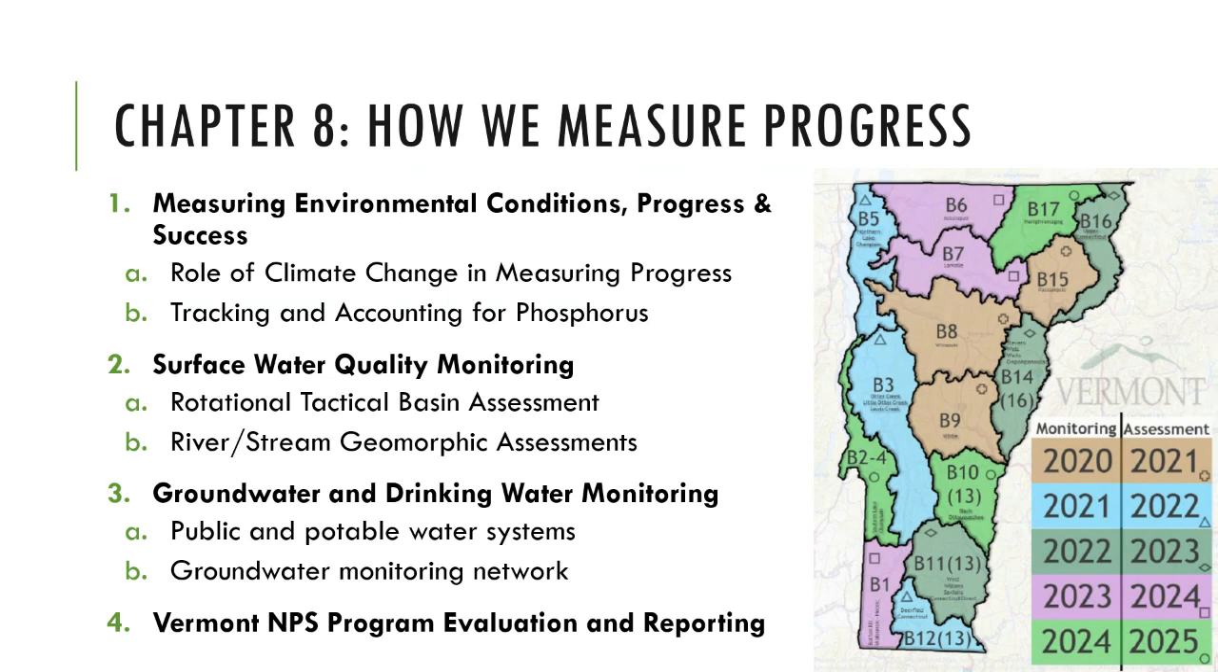We know that we can put a huge amount of effort into implementing different BMPs on the ground, but then we have, for example, a tropical storm Irene come around and set us back a bit. So it's important to take into account the increasing frequency and intensity of storms and how those are playing a role in our progress.